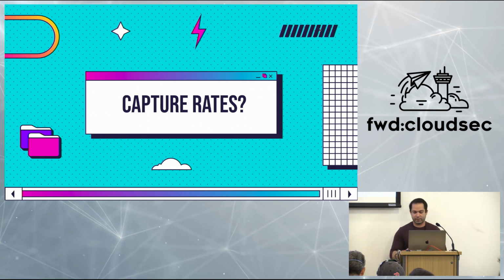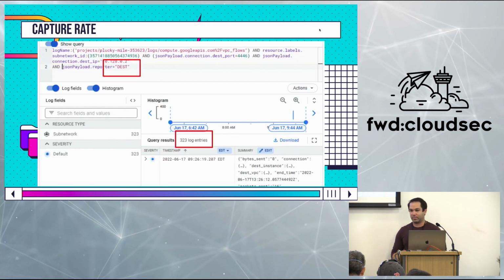So again, what about capture rates? What are we looking at? It's bad. I did a similar test where I was looking at 1,000 netcat connections between 2 hosts. It says 323 log entries out of 1,000. That's about 30%. If you look in GCP's documentation, it actually does sampling of about 1 out of every 30 packets. So that's a pretty abysmal rate.